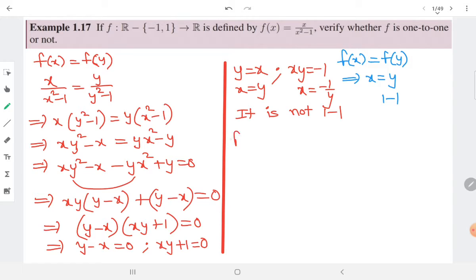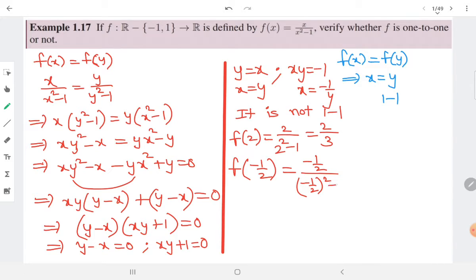Let us consider f(2). If I substitute 2 in this function, you get 2/(2² − 1). If I simplify, you get 2/(4 − 1), which is 2/3. Now let us take the other value, minus 1 by 2. This is the best example given in the textbook. If I substitute −1/2 in our function, you get in the x place −1/2 divided by (−1/2)² − 1.